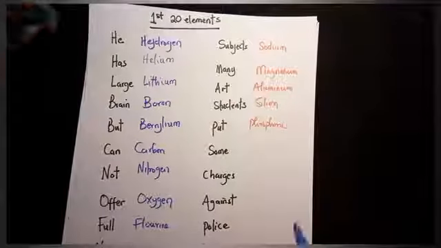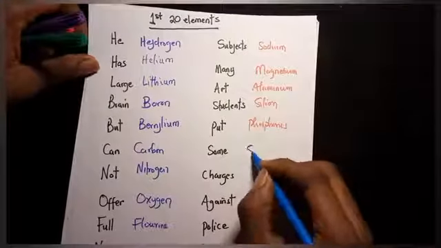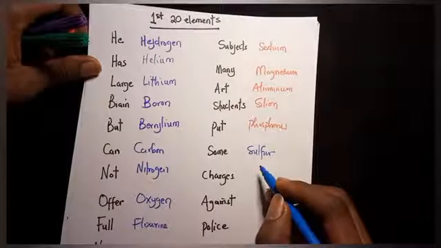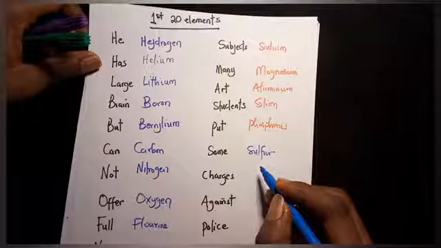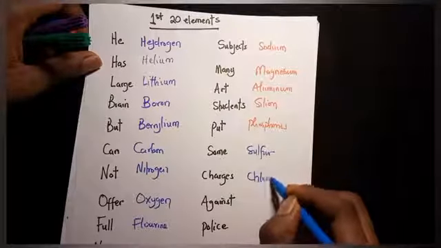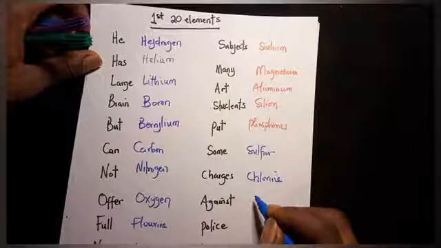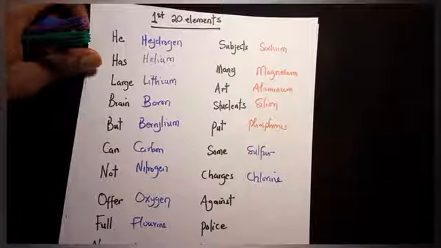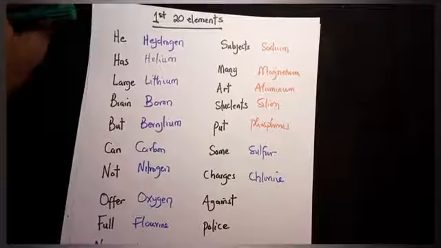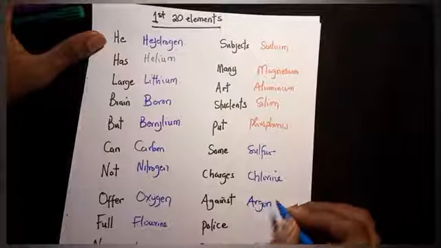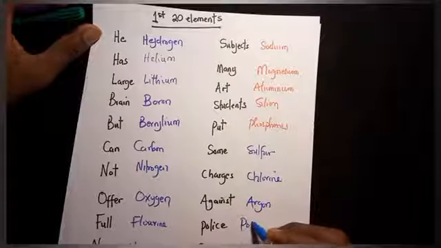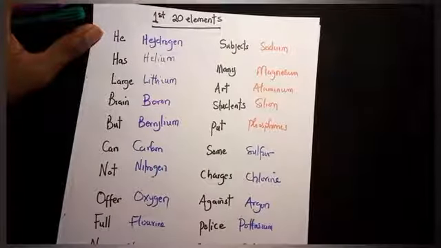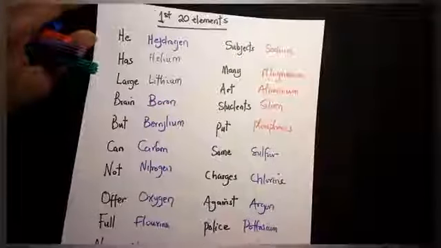And the last five elements: the next one is sulfur. The next one is what? After sulfur, I'm waiting for you to guess. Yeah, you're almost there. Chlorine. After chlorine is what? I'm waiting for you. Make an attempt. Argon. After argon, it is exactly potassium. And after potassium is calcium. And here we already have the first 20 elements.